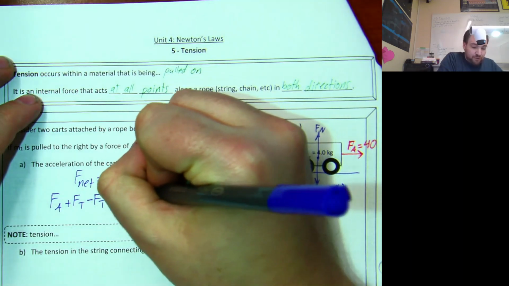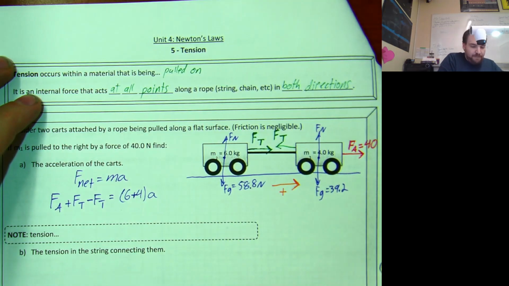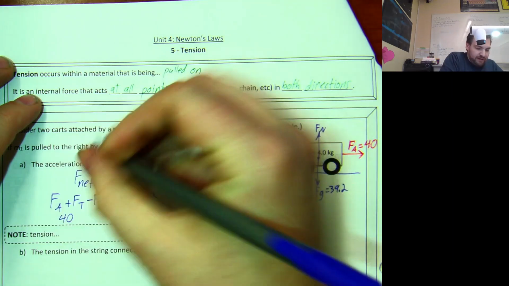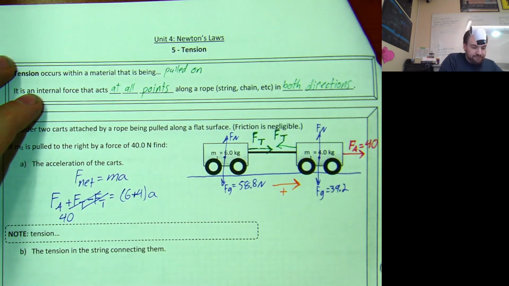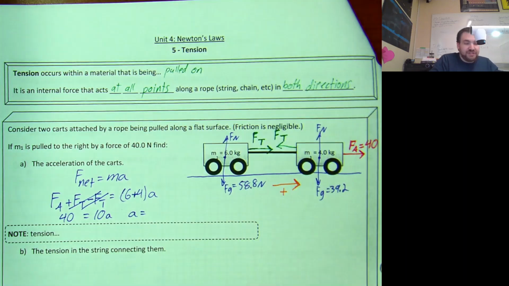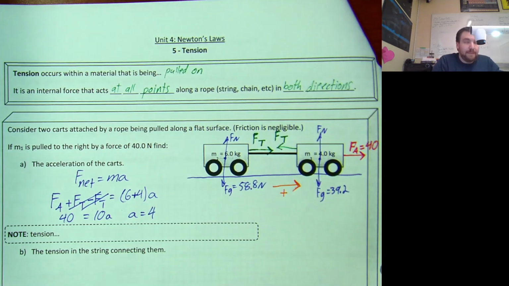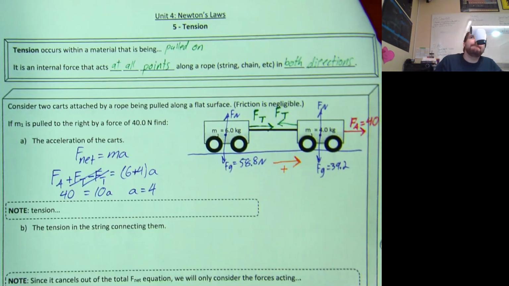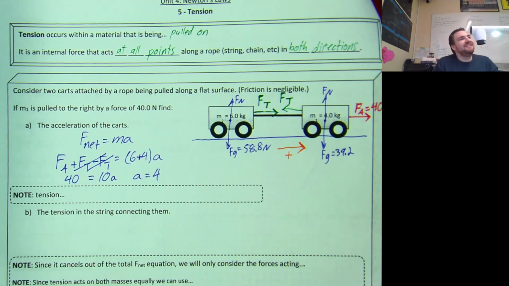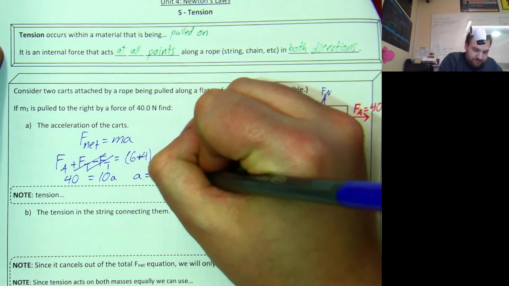6 plus 4, because the whole thing is accelerating, times A. Well, FA was 40. These two cancel. That is going to equal 10A. So then what's the acceleration of my object? For what? There you go. Meters per second squared.